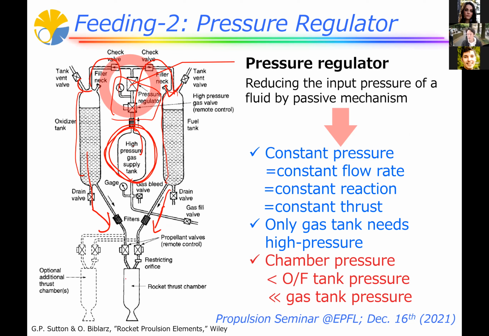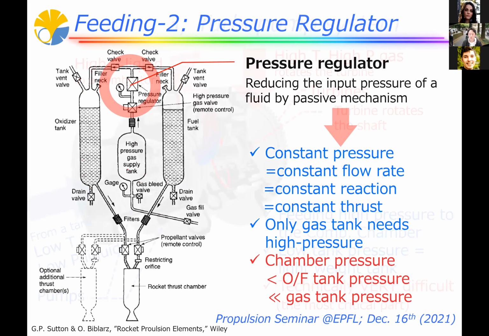However, chamber pressure should be lower than the oxidizer tank and fuel tank pressure, and these tank pressures should be much smaller than the gas tank pressure. So this means by using this regulator method, it works, but we cannot get high combustion pressure in this area. If we want high pressure here, we need higher pressure fuel and oxidizer tanks, and also we need a much higher pressure gas tank. So this means very heavyweight systems.